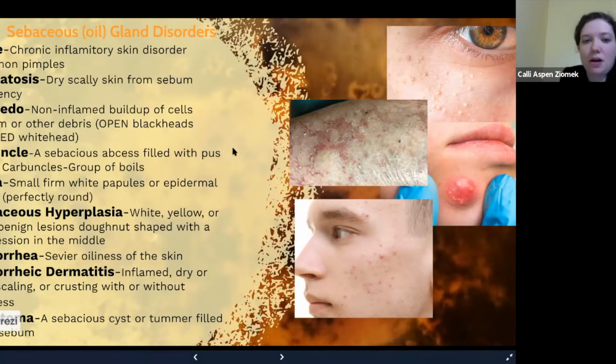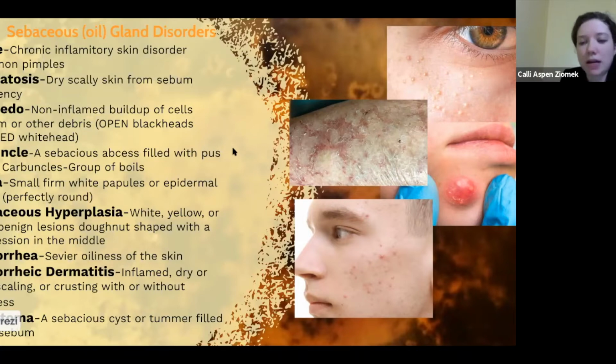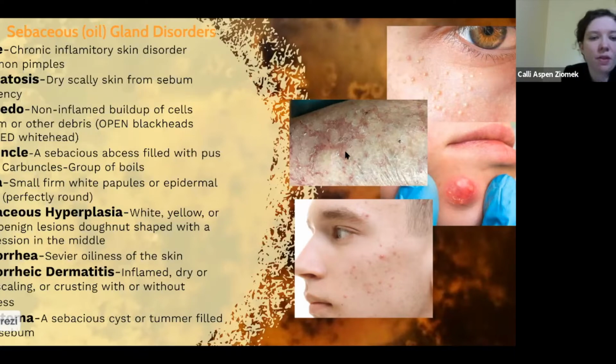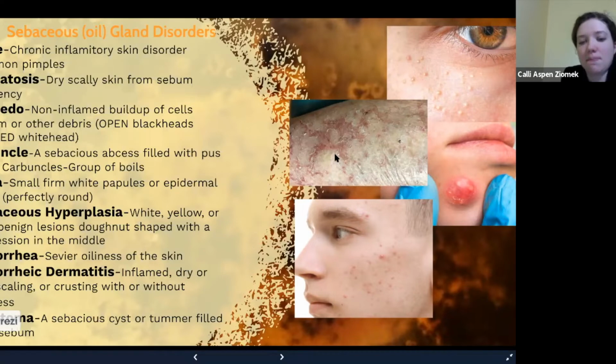It generally will happen with hormonal changes. Certain medications will cause it, that type of thing. That's why you always have those high schoolers that always have it, because they're going through puberty, which has significant hormonal changes in your skin. Then you have asteatosis, which is dry, scaly skin from sebum deficiency. So that's this top picture here. This is because the skin lacks oil. It can't regulate itself properly, so then it dries itself out.